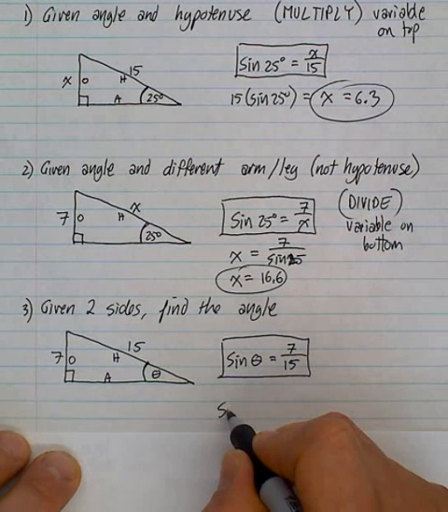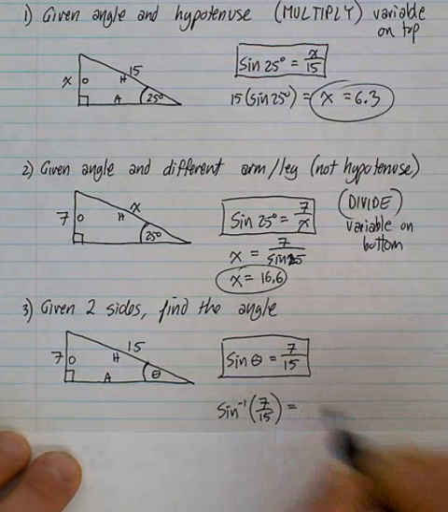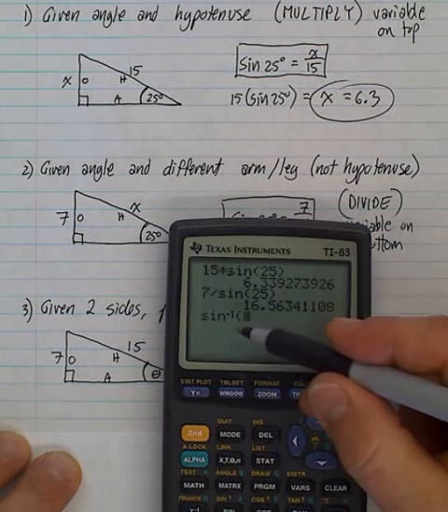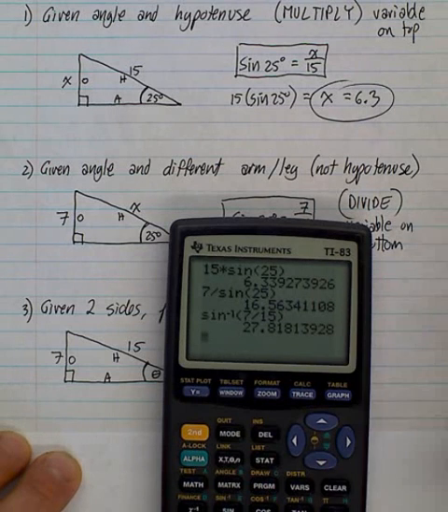So what you do is you go sine -1 of that ratio that you have, and it will give you the angle. So let's go. Second sine, see sine -1, I'll go 7 divided by 15. Boom, and it gives me 27.8 degrees.